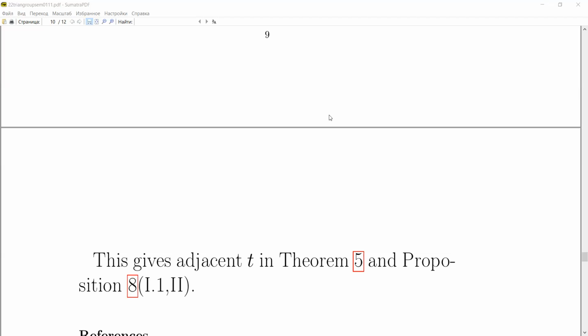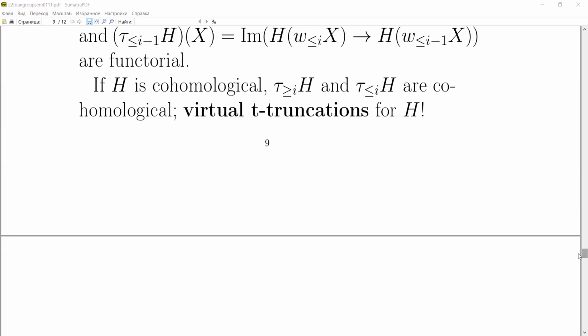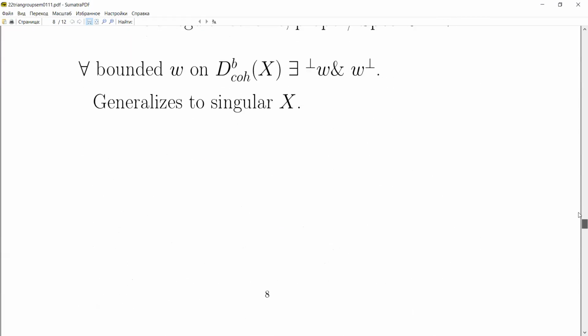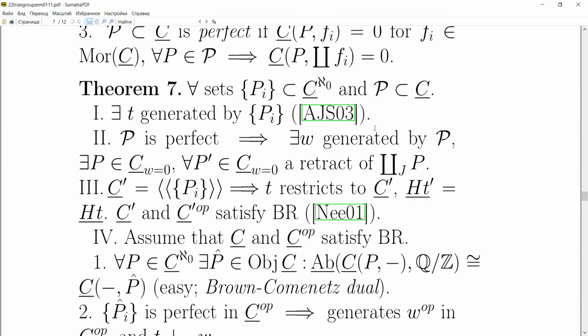Sorry. Please go back to Theorem 7. I'm curious, do you assume that P hat is perfect, or does it follow from the previous assumptions? Excuse me, what was your question about Theorem 7? My question is the following. Do you assume that P hat is perfect, or is this a consequence of the previous assumptions? In the last part of the theorem, I don't assume it.